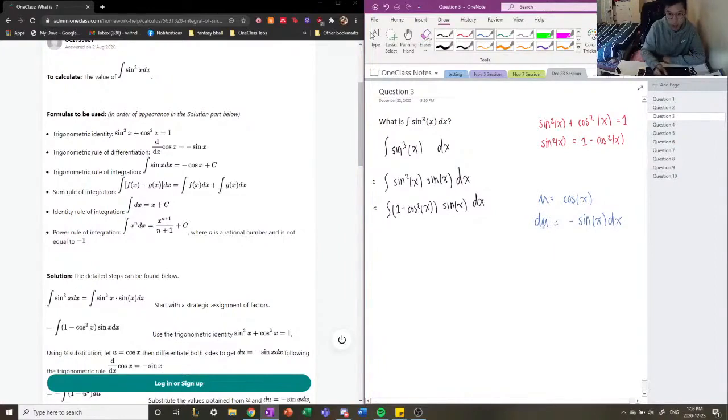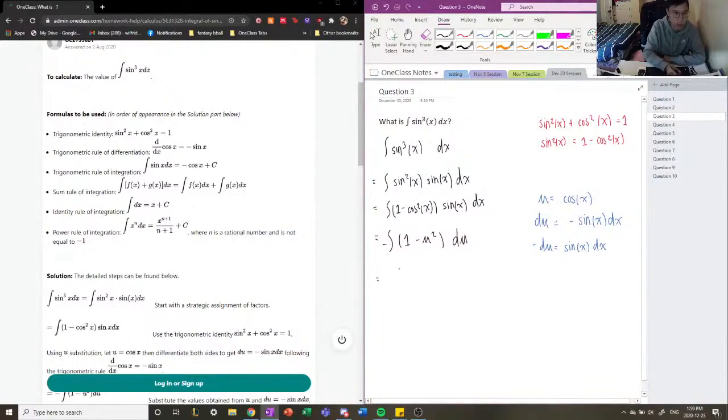If we isolate this further, we get negative du equals sine x dx. We plug sine x dx and u into our equation. It becomes the integral of 1 minus u squared, and sine of x dx is equal to negative du. So now we're integrating in terms of u with a negative sign outside, because we can factor constants out of the integral itself. Now this is a much easier integral to solve.